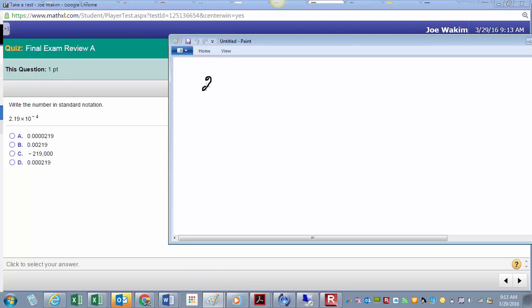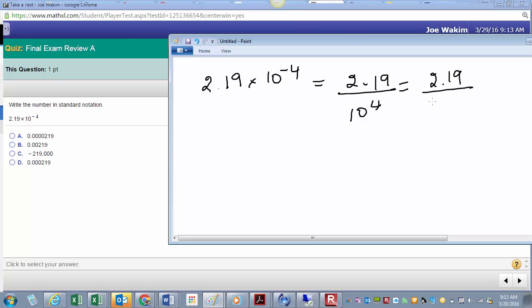So 2.19 times 10 to the minus 4 is the same as 2.19 divided by 10 to the power 4. Remember, we can move the negative to the denominator. It is 2.19 divided by 4 zeros, because 10 to the power 4. So that number is going to be a very, very small number. So there is no way we're going to move the decimal to the right. We have to move the decimal to the left 4 digits.